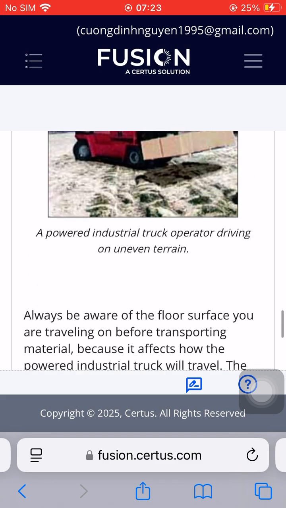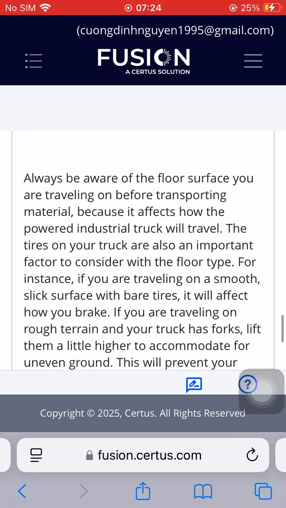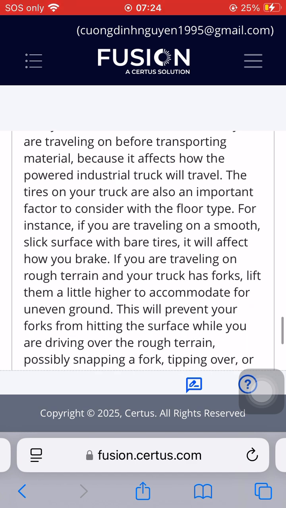Floor surfaces. Always be aware of the floor surface you are traveling on before transporting material, because it affects how the powered industrial truck will travel. The tires on your truck are also an important factor to consider with the floor type. For instance, if you are traveling on a smooth, slick surface with bare tires, it will affect how you brake.